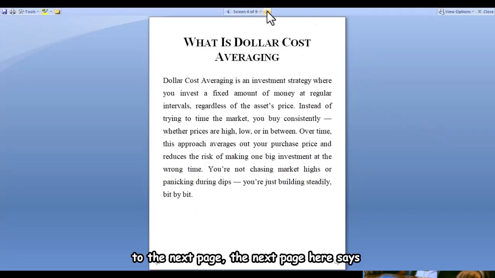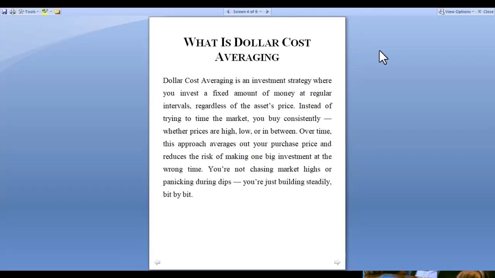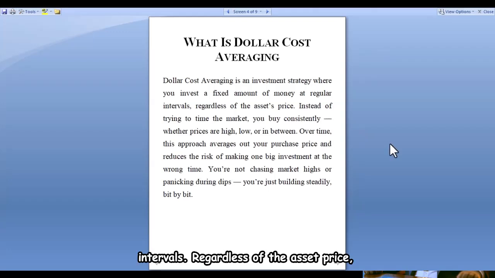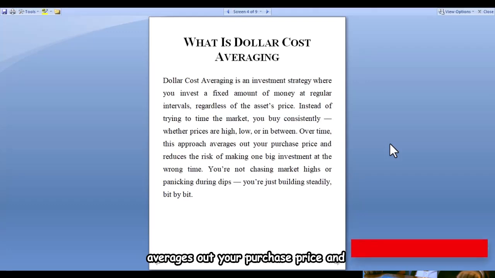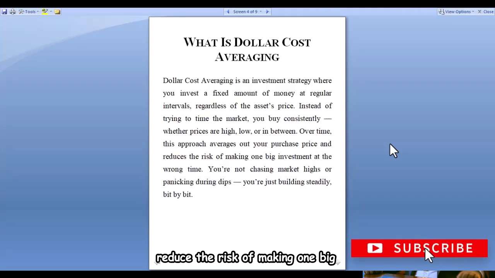So now let's go to the next page. The next page here says, what is dollar cost averaging? Dollar cost averaging is an investment strategy where you invest a fixed amount of money at regular intervals regardless of the asset price. Instead of trying to time the market, you buy consistently. Whether prices are high, low, or in between, over time, this approach averages out your purchase price and reduces the risk of making one big investment at the wrong time.